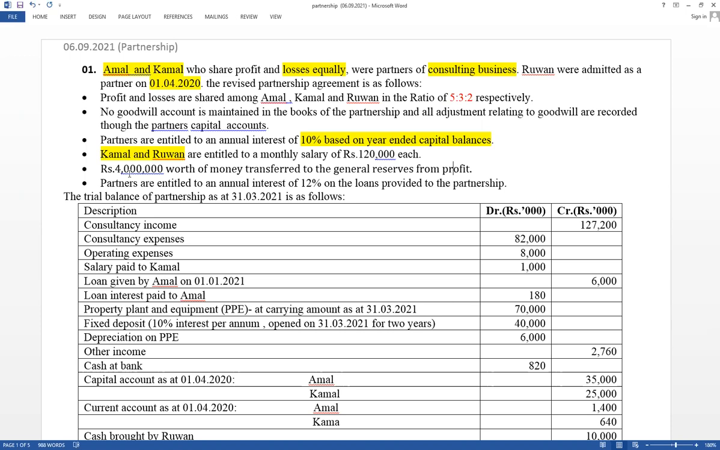Then next one, partners are entitled to annual interest of 12% on loans provided to the partnership. Very important. It has given the agreement percentage now. If it has not given like that, think, if a loan is given by the partner to the partnership, interest should be paid for that. Available agreements. If it has not given agreements, you have to apply 5%.